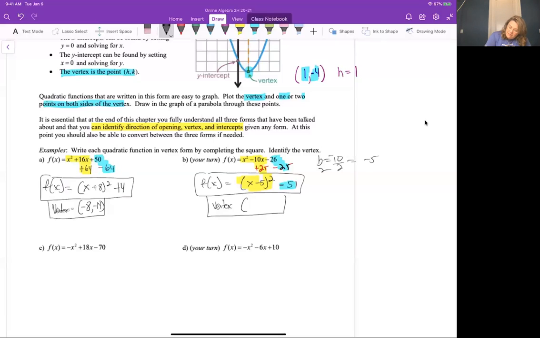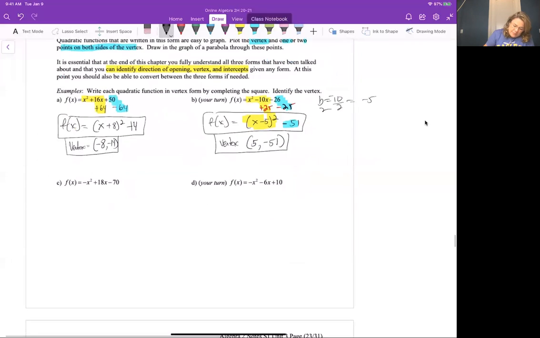Since it's -5, h is 5, and k is -51. Okay, that is the coordinates of the vertex. It has an x value of 5, -51.